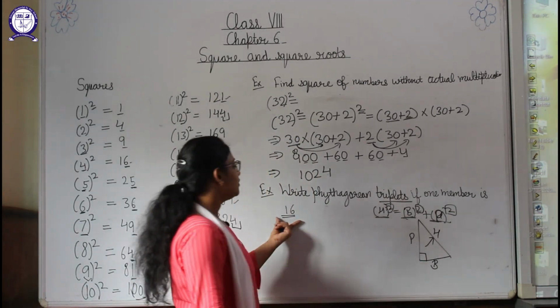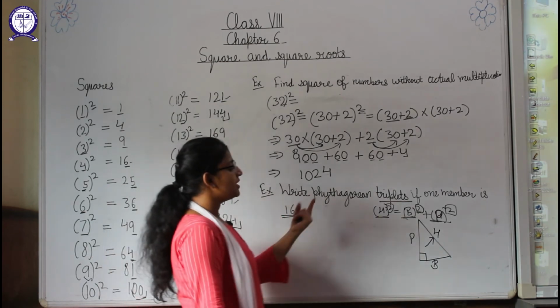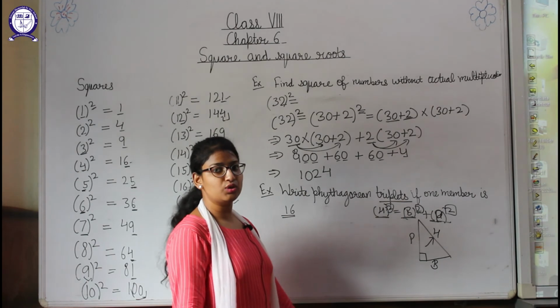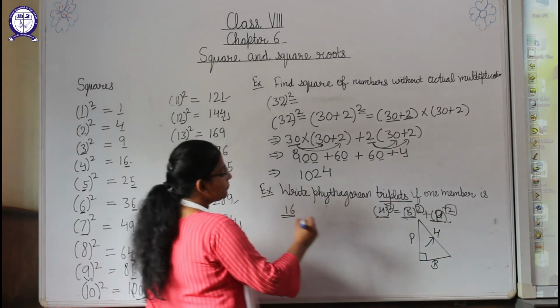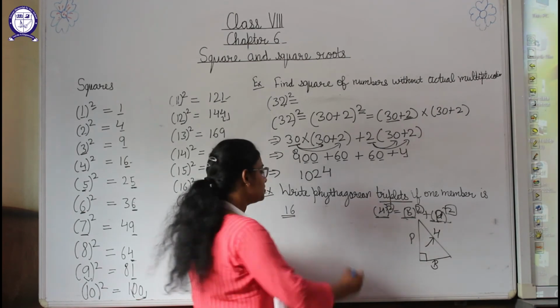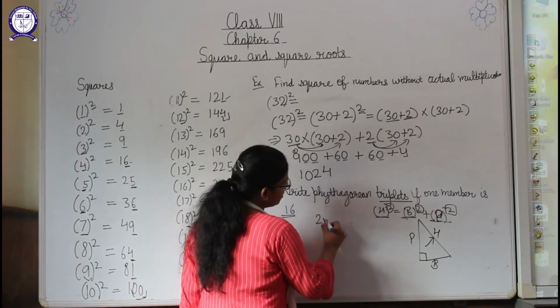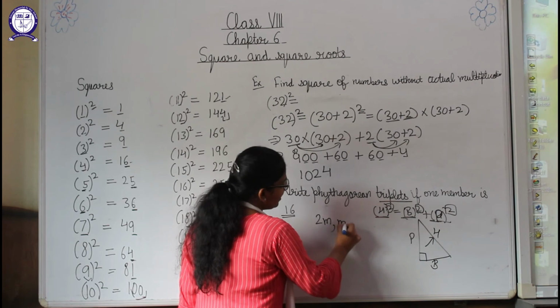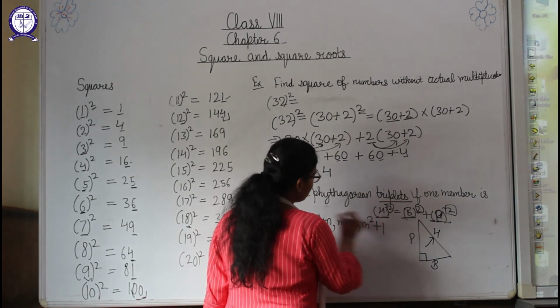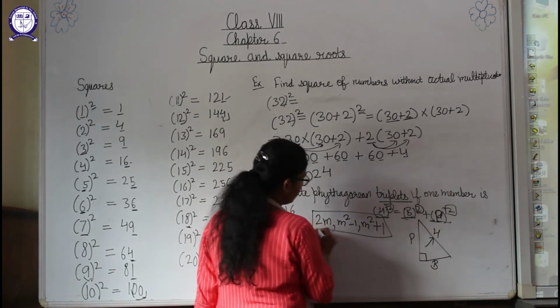Okay, now one of the member is given to us 16. It means from these three, one is 16. We have to find other two members of it. Okay, so there is relationship between these three, and what is this relationship? That the Pythagorean triplets will be 2m, m square minus 1 and m square plus 1. Okay, these three will be the Pythagorean triplet.